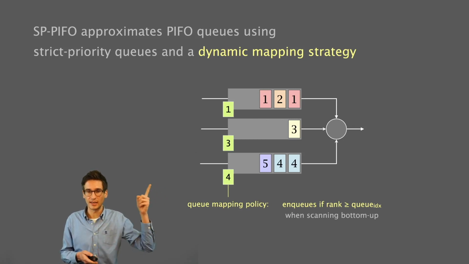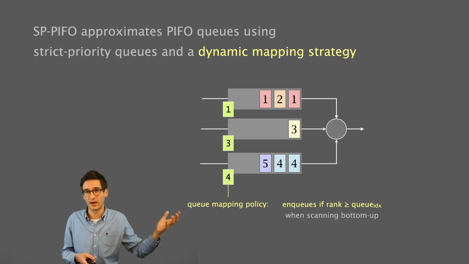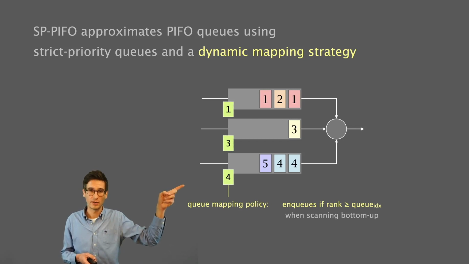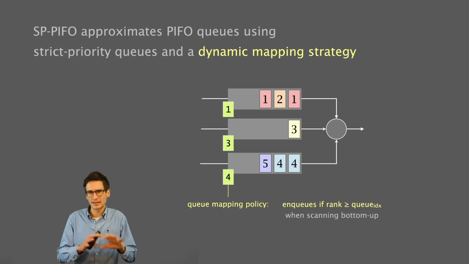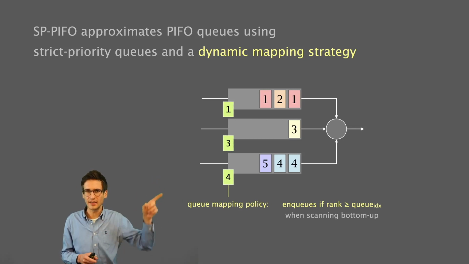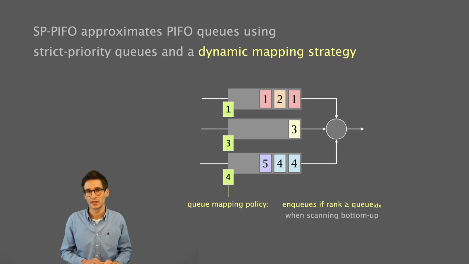And you can see this here, for instance. Packet 4 will be enqueued in the lowest priority queue because the index is 4 and the rank is 4, so it meets the condition, so the packet goes there. Same thing for 5. A packet of rank 3 will not be enqueued in that queue but will be included in the queue just above it. And so that's the idea: by modifying this index, we can tweak and change how packets are mapped to queues automatically.